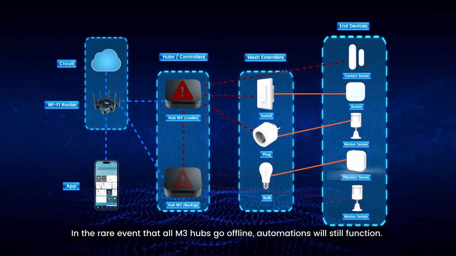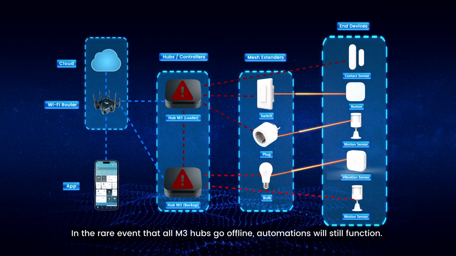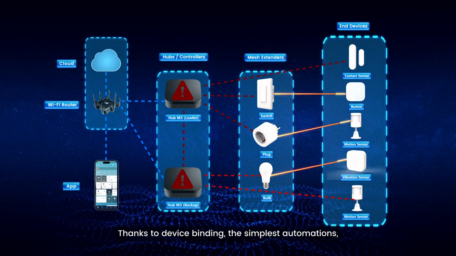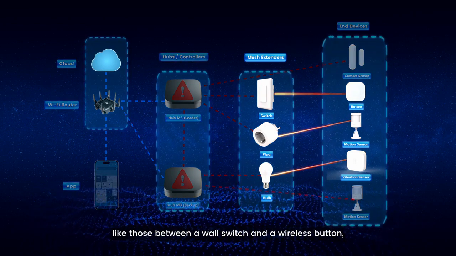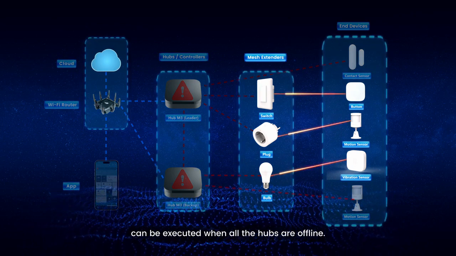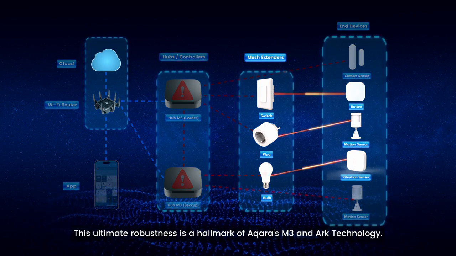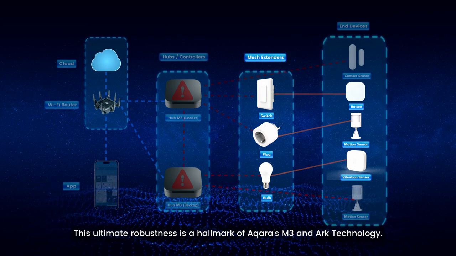In the rare event that all M3 hubs go offline, automations will still function. Thanks to device binding, the simplest automations, like those between a wall switch and a wireless button, can be executed when all the hubs are offline. This ultimate robustness is a hallmark of Aqara's M3 and ARC technology.